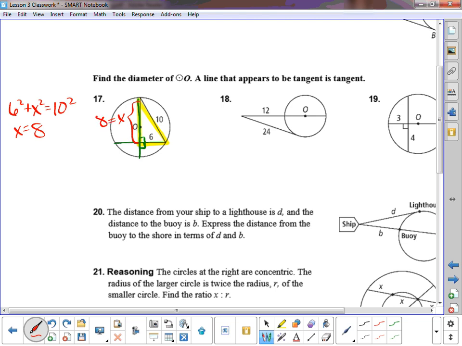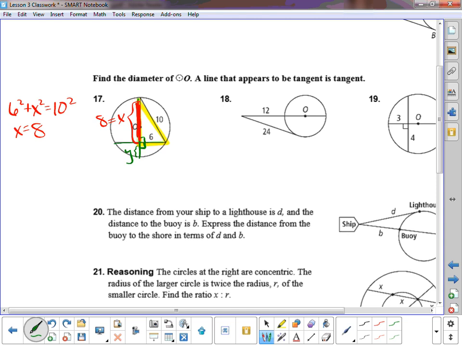Alright, so now I have that this piece here is 8. Do I have segments outside or inside? They're all inside. So we know we can do piece times piece equals piece times piece, for the other part. Now, we don't know this piece. Let's just call that y.